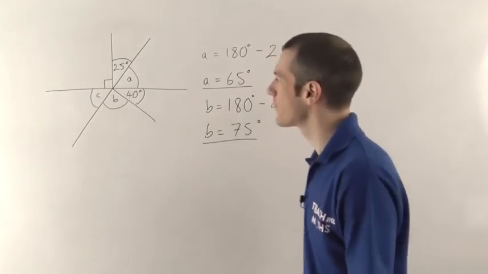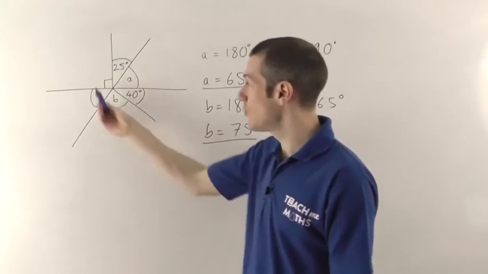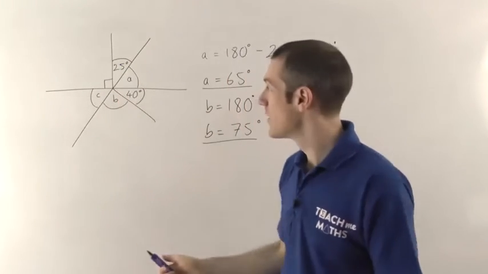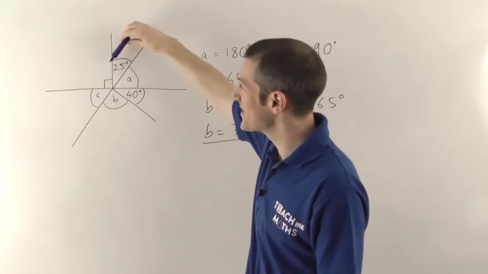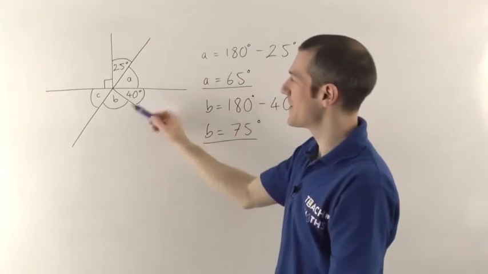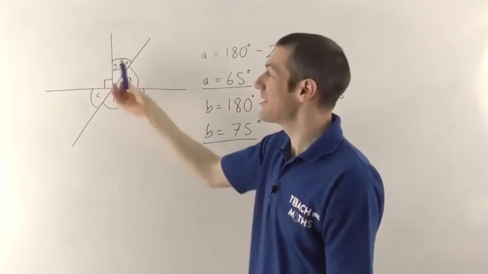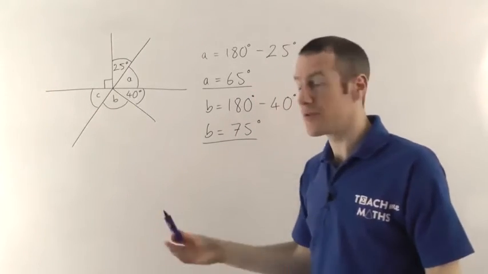Now C, well, now that we know all the angles around here, the whole lot's got to add up to 360. So you could do 360 minus 90 minus 25 minus 65 for A, minus 40 minus 75 for B, and that will give you C. That's probably a little bit of a long way around, but you could do that.